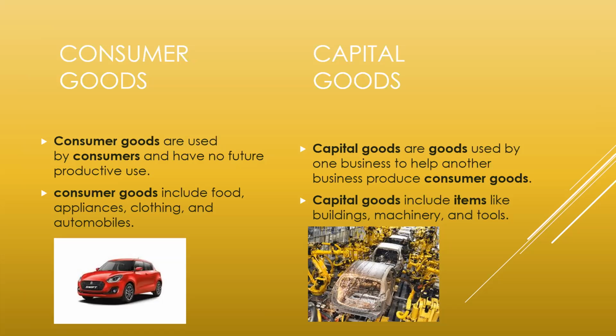However, consumer goods are those goods that are bought by consumers rather than manufacturers for producing other goods. Consumer goods are ultimately consumed as final goods by the consumer. For example, jewelry, appliances, food, clothing, automobiles, etc.